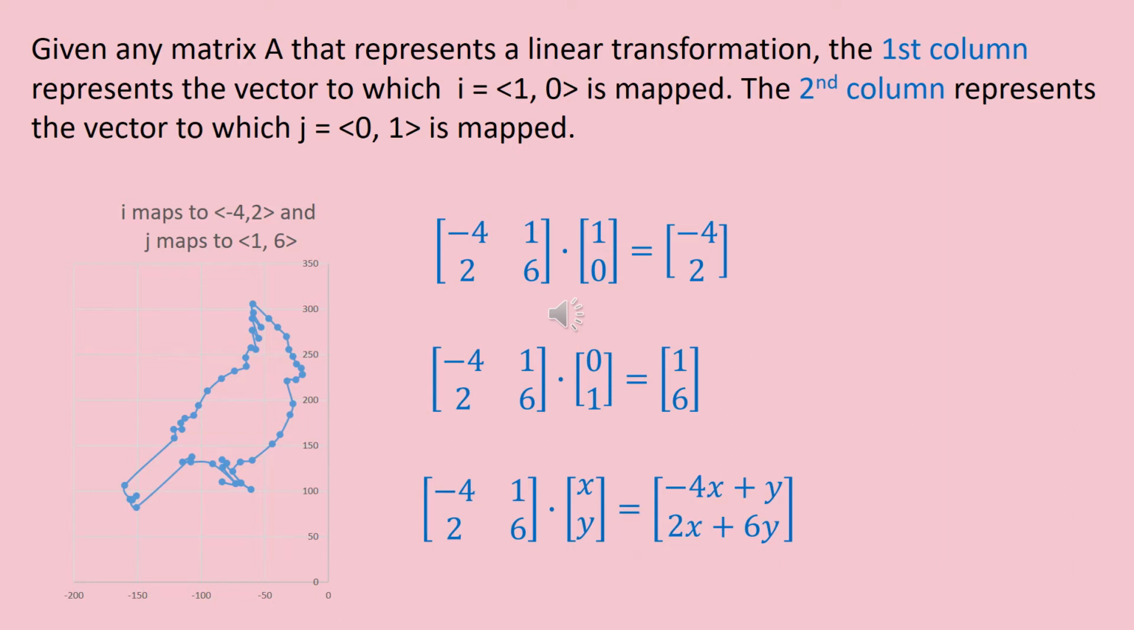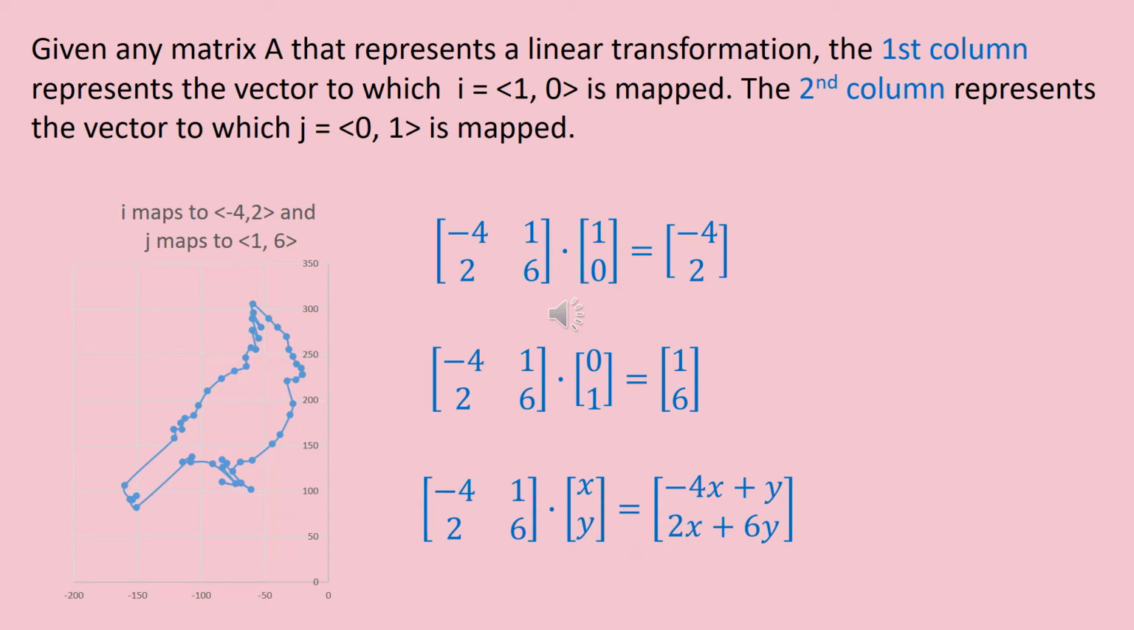So notice if I plug (1, 0) into this transformation, I will obtain negative 4 times 1 plus 1 times 0, or negative 4 for the new x. 2 times 1 plus 6 times 0 equals 2 for the new y. If I plug in (0, 1), or j, I will get negative 4 times 0 plus 1 times 1, or 1 for the new x, and 2 times 0 plus 6 times 1 equals 6 for the new y. So i got mapped to (negative 4, 2), and j got mapped to (1, 6).